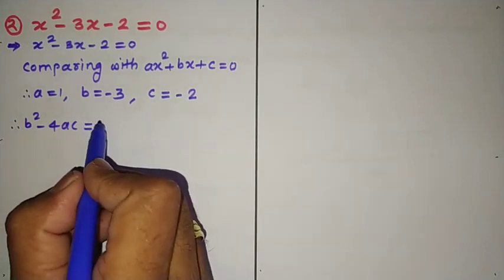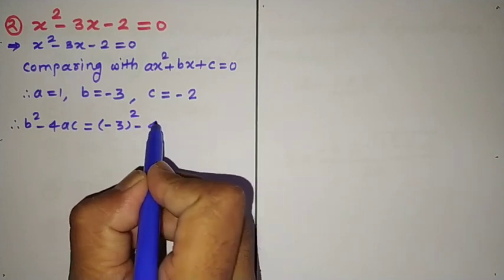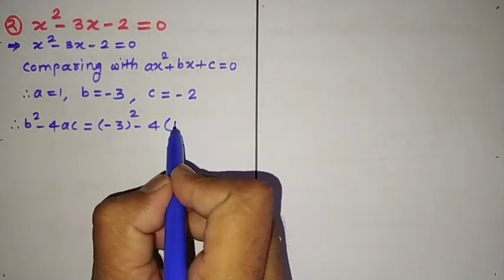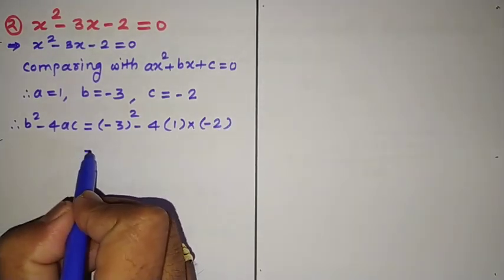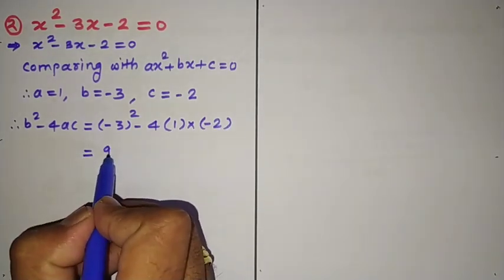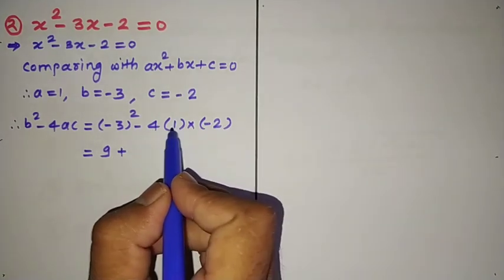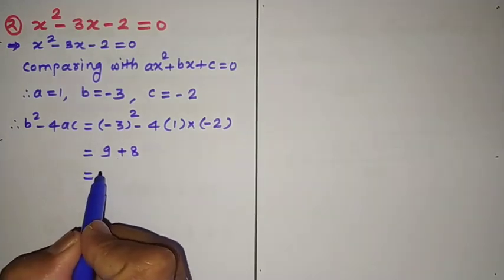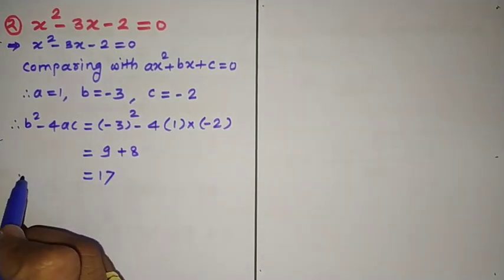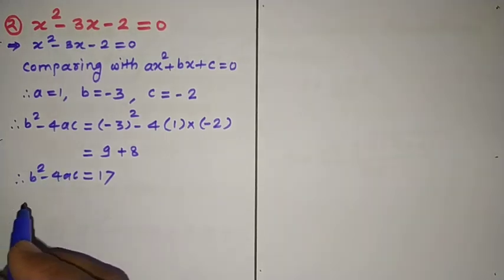The value of b is equal to minus 3, bracket square, minus 4 into the value of a is equal to 1 and the value of c is equal to minus 2. The square of minus 3 is equal to 9. Minus minus plus, 4 1s are 4, 4 2s are 8. Therefore 9 plus 8 is equal to 17. Therefore b square minus 4ac is equal to 17.